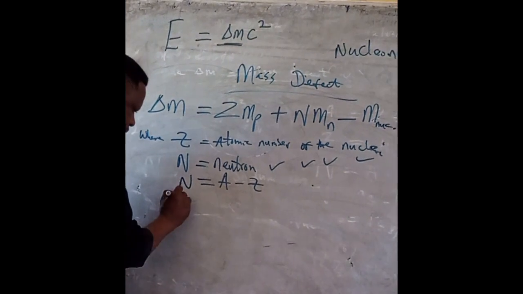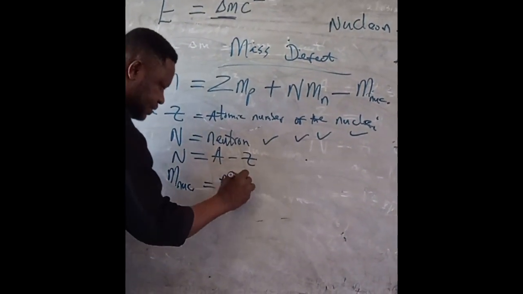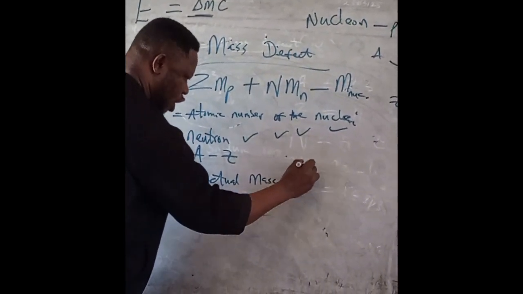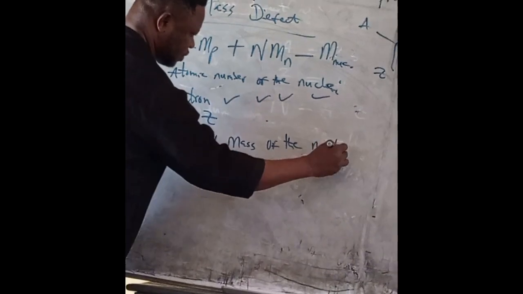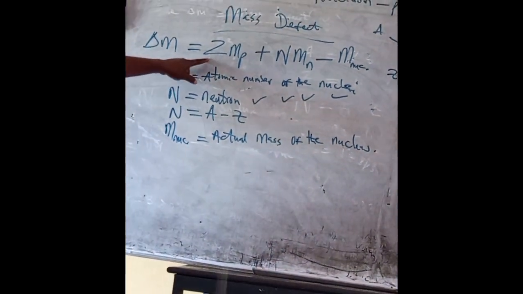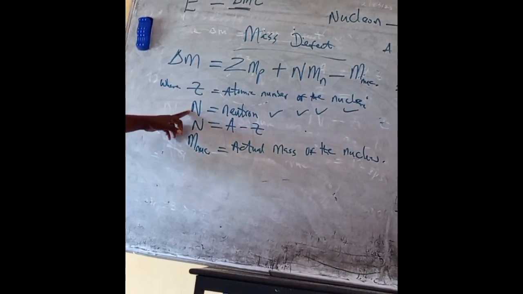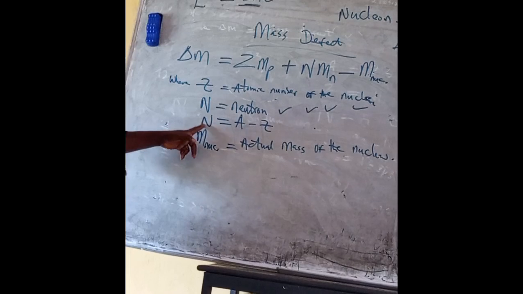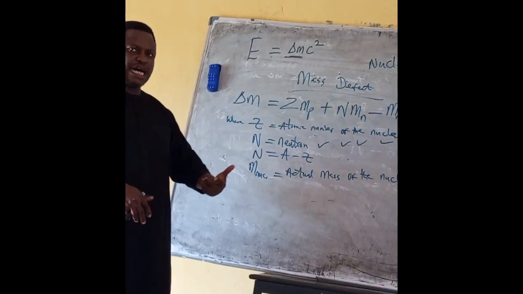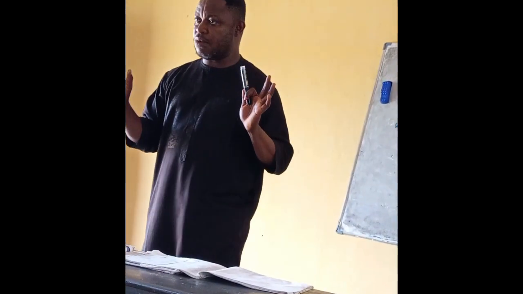Then what is the NUC? It is given as the actual mass of the nucleus. So Z is the atomic number of the nuclei, N is the neutron number of the nuclei, and how to obtain N is subtracting Z from A, and then this is the actual mass of the nucleus. Every nucleus will have the actual mass from the beginning.